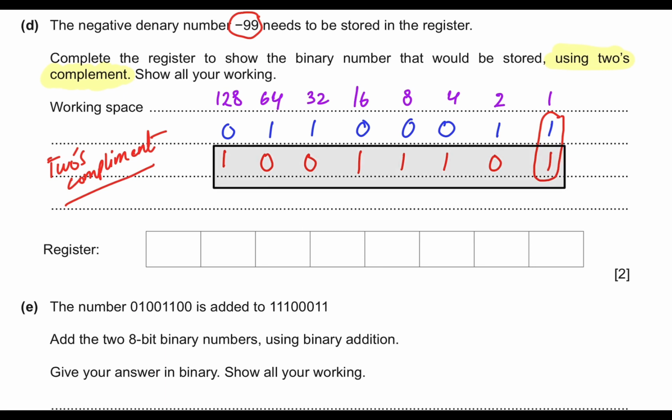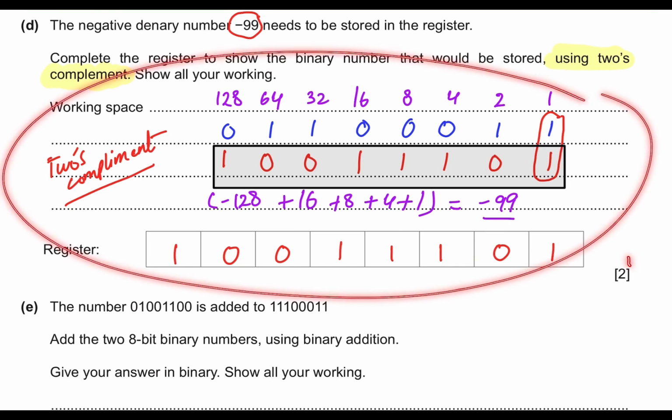Now, to check whether your answer is right, you need to get minus 99. Try doing this: minus 128 plus 16 plus 8 plus 4 and plus 1. Your answer should be minus 99. So the answer you are going to store in the register is 1001 1 1 0 1. All this for just 2 marks.